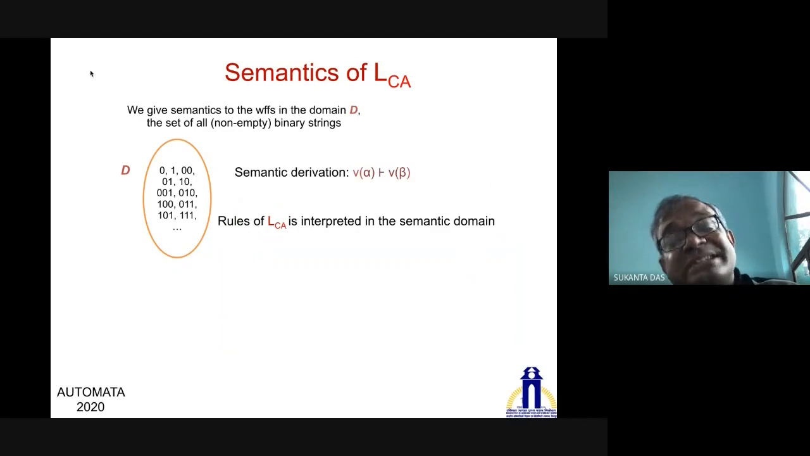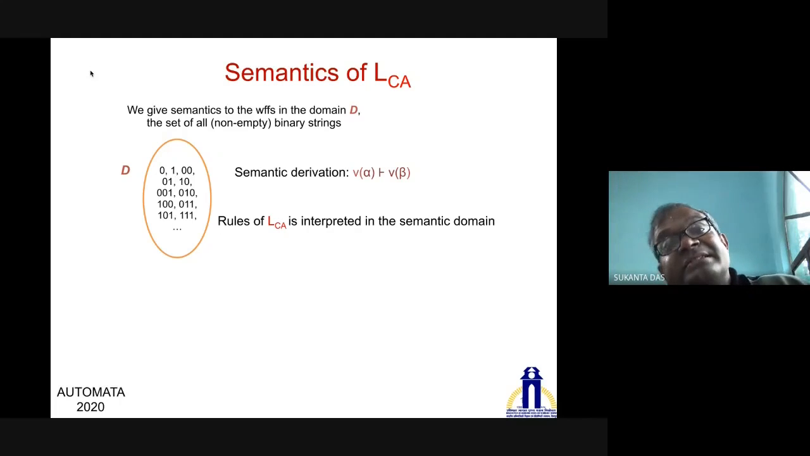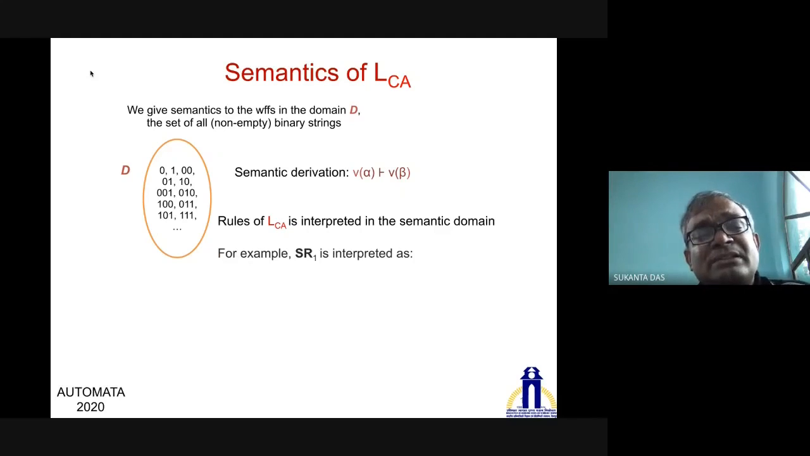In the case of syntax, we have seen the syntactic derivation. Now come to the semantic derivation. Semantic derivation means that from V alpha, I want to reach V beta. We have already interpreted the formulas. Additionally, we have to interpret the rules, which we defined in our syntax. So in the semantic domain, we have to interpret the rules. They are very simple, and I have given one example.